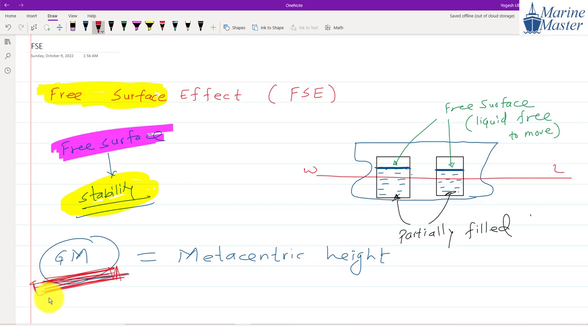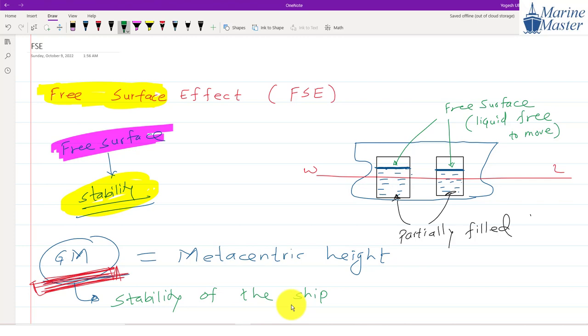Okay, it helps. It has to be positive. But what is the importance of GM, guys? GM decides the stability of the ship. If the value of GM is more, the ship will be more stable. If the value of GM is less, the ship will be unstable, guys. Try to understand my scenario.